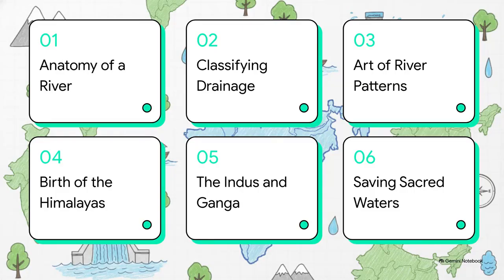Here's our roadmap for today. First, we'll look at the anatomy of a river, then classify India's drainage systems. After that, we'll check out the art of river patterns, explore the birth of the Himalayan drainage, zoom in on the Indus and Ganga, and finally, talk about saving these sacred waters.